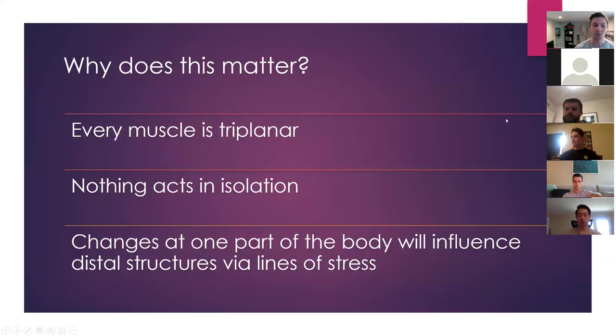So why does any of this matter? Well, every muscle is triplanar. Nothing is acting in isolation. Obviously, if we looked at the elbow and knee right there, changes in one part of the body will influence distal structures via lines of stress. As we try to take tone out, via an injury or whatever, we got to put tone back in.